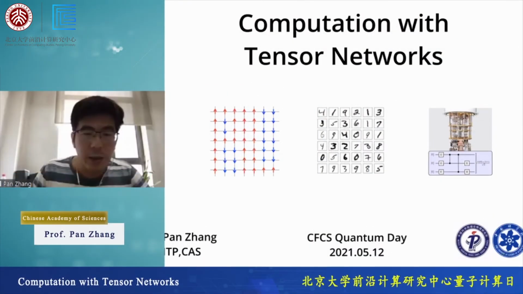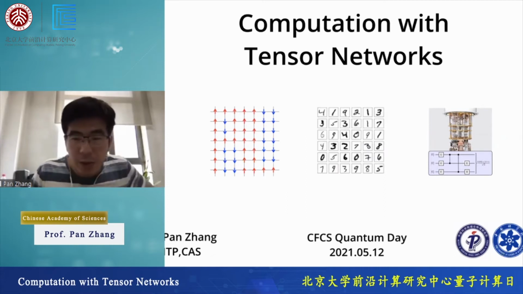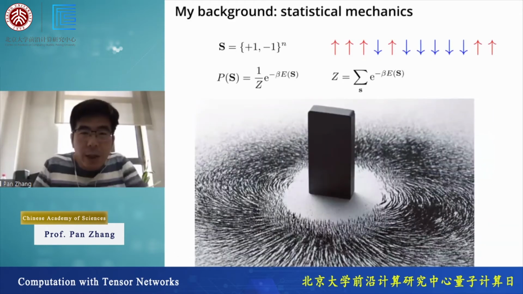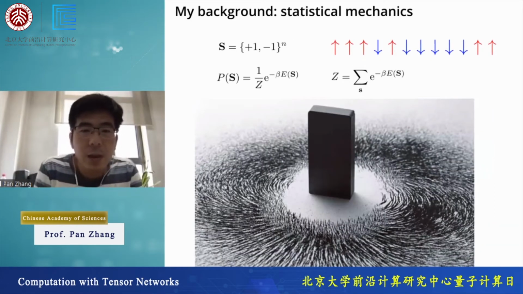to talk about my recent work on application of tensor networks in several fields. Here I draw several figures. On the left, there is a statistical mechanics problem, in the middle there is a machine learning problem, and on the right-hand side there is a quantum computer simulation problem. So we basically tried to use tensor networks as a unified framework to deal with different problems in different fields. My background is actually the statistical mechanics problem.